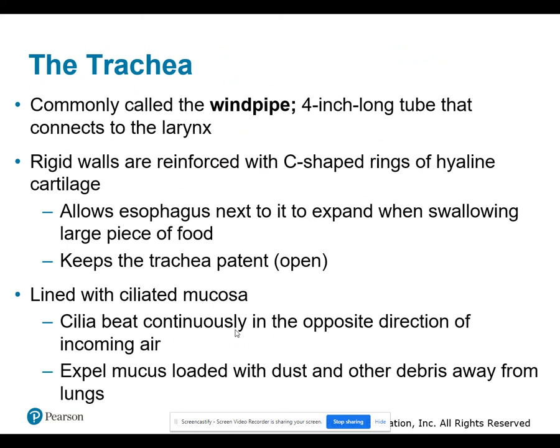The last thing we're going to talk about before I kind of head this off is your trachea. This is also known as your windpipe. So once you make it through that voice box, things are going to start going down to your lungs. This trachea has very rigid walls that are reinforced with C-shaped rings of hyaline cartilage, and we want these walls to be very rigid. We don't want them to be able to be squashed or pushed down or cut off because air and oxygen is very important for our body.